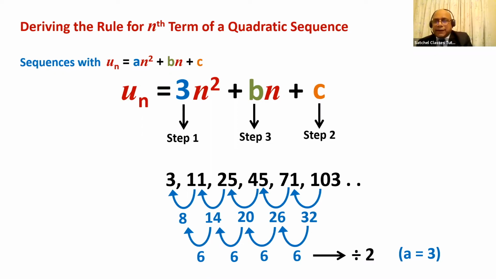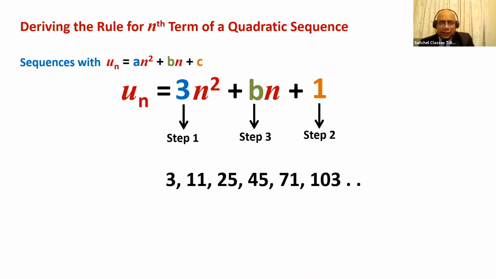Second step, let's find C. For that, I need to find the term which is prior to 3 in my original sequence. For that, I need to track the differences behind. So 8 minus 6 is 2, and 3 minus 2 is 1, which means C will be equal to 1. So we have tracked A and C. All I need to do is now find B.